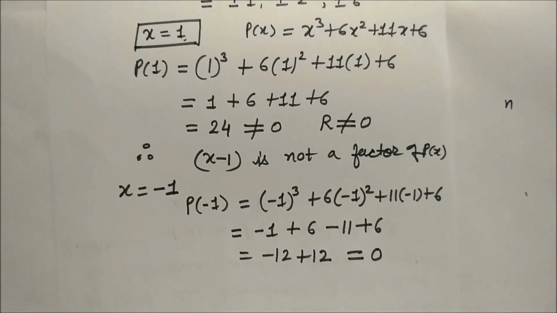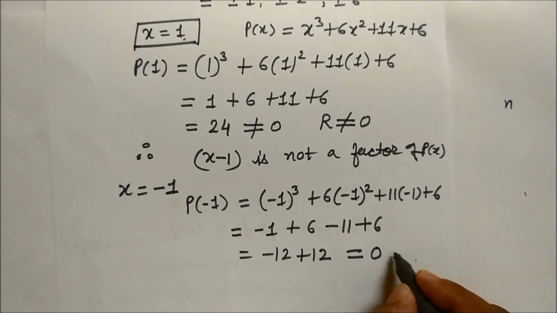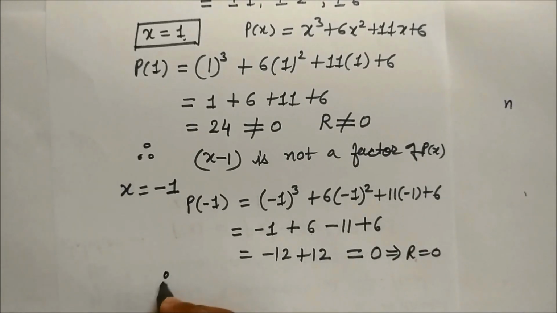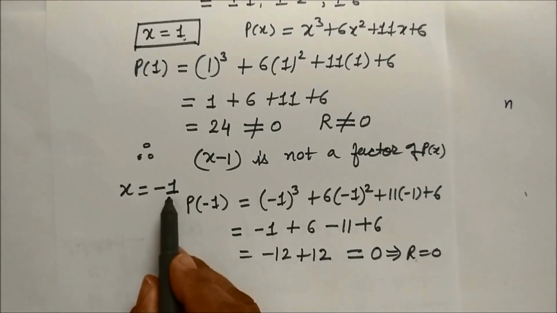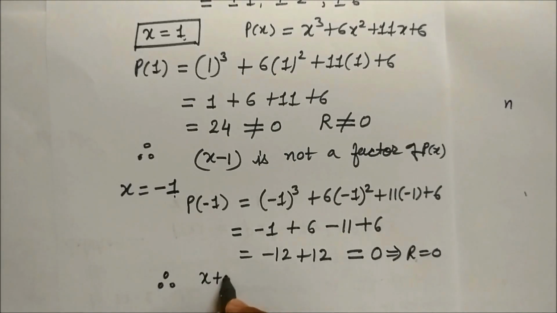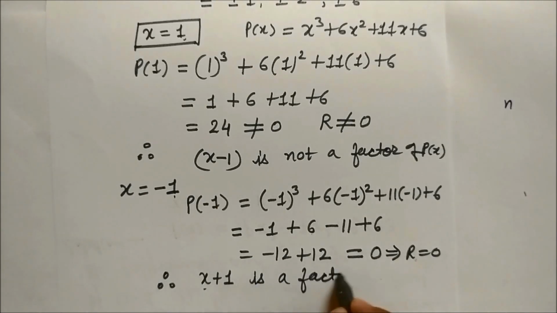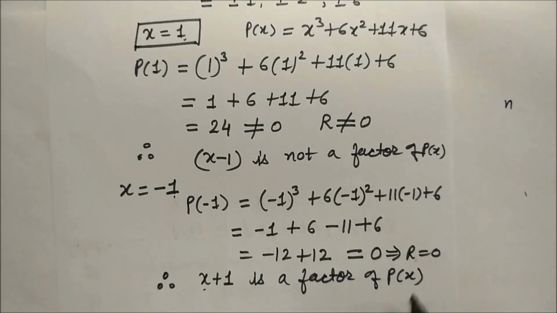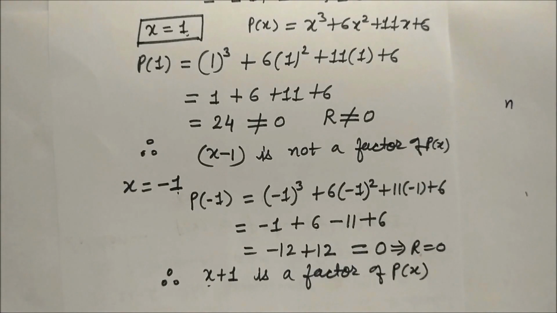Now after replacing x is equal to minus 1, we are getting here remainder 0. Therefore we can say that this minus 1, when we shift here left hand side, will get plus. Therefore we can say that x plus 1 is a factor of p of x. Now we have got one factor of the polynomial and we have to find other factors. So finding other factors, we will divide the given polynomial by the factor that we have calculated, and the factor is here x plus 1.